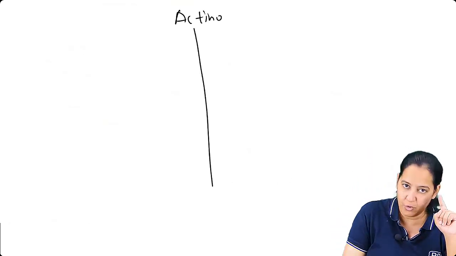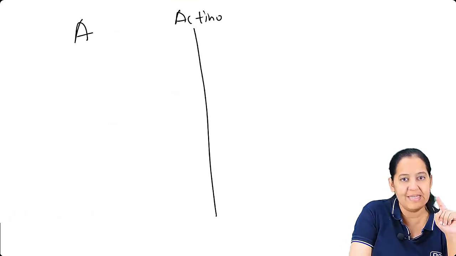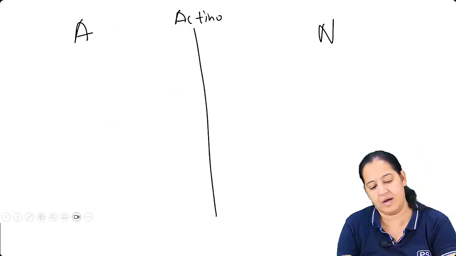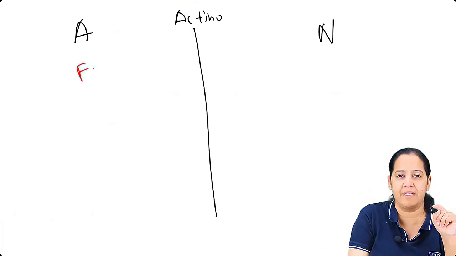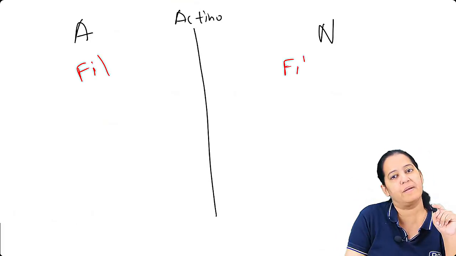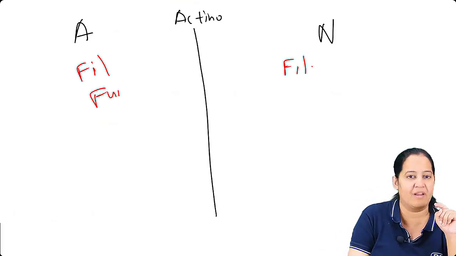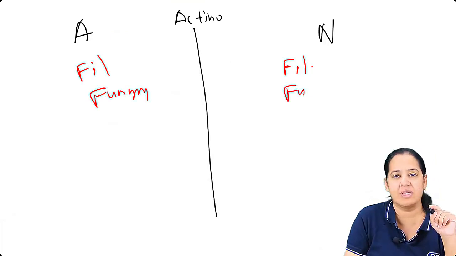So till now I have started the chapter actinomycetes, and I told you there are 2 bacteria here, actinomyces and nocardia. These are the 2 bacteria. Then I told you both of them are filamentous, also like fungus. So these are the 2 things common in them.